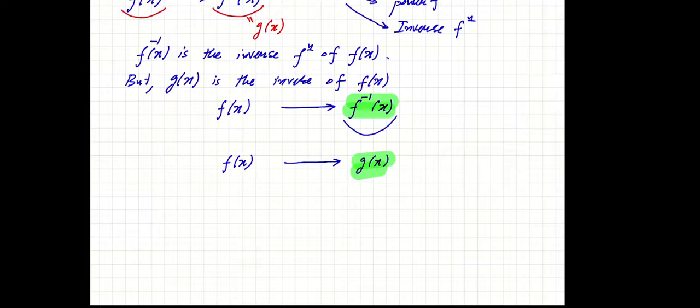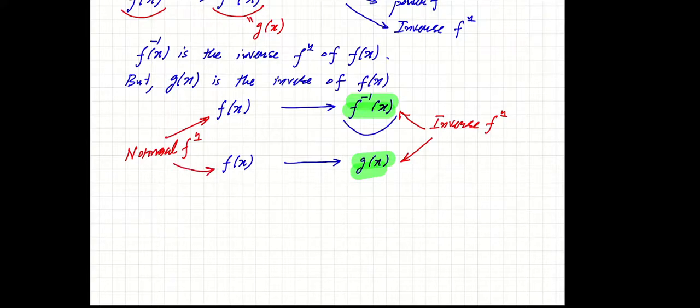That f inverse x is just a name. F(x) is a name. We understand f inverse x is an inverse function. F(x) is the normal function, right? This is our normal function. This is our inverse function. So here, same thing, right? Inverse function.